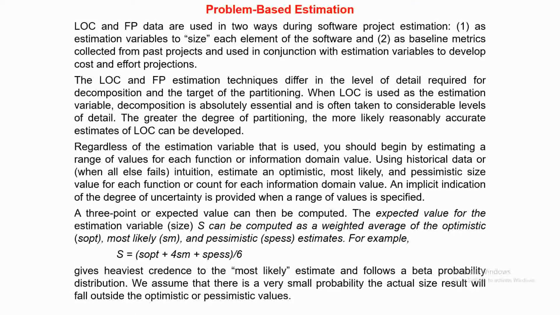So problem based estimation can be done in two different ways. First one is either you estimate the LOC, that is the lines of code required, or you estimate it using the function point. Now there are two different ways. I mean, these are two different activities, LOC based and FP based, function point based. The estimation based on these two activities differs in its working.